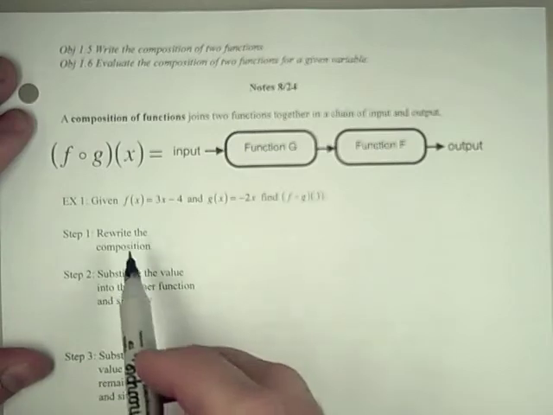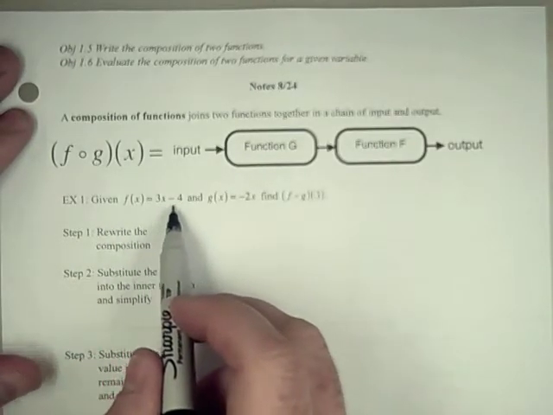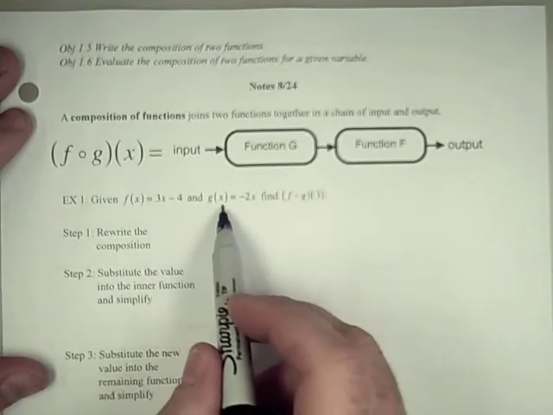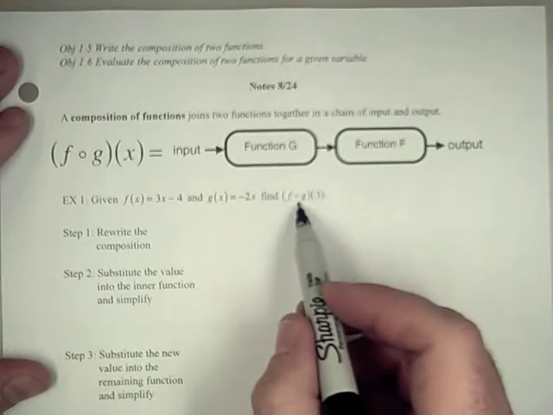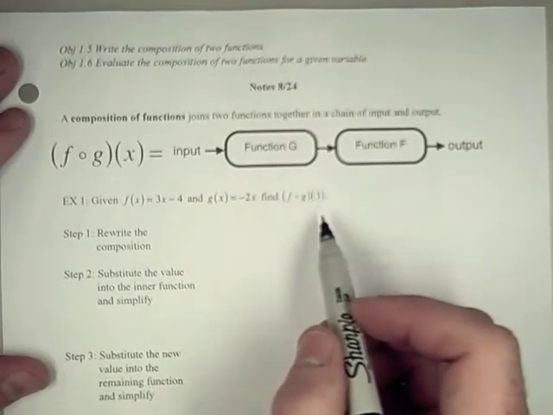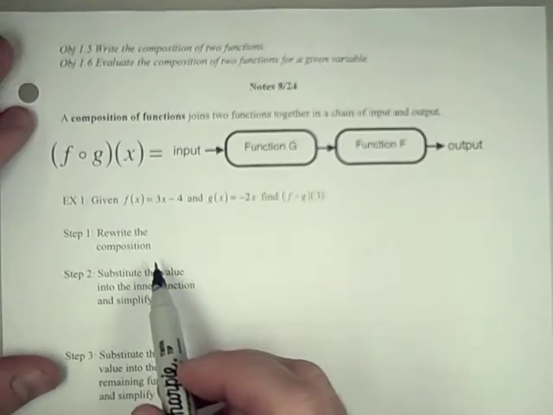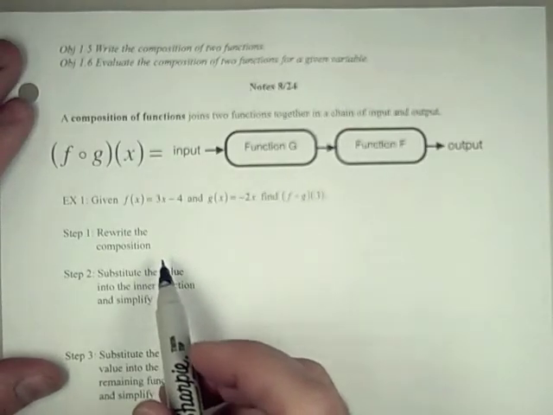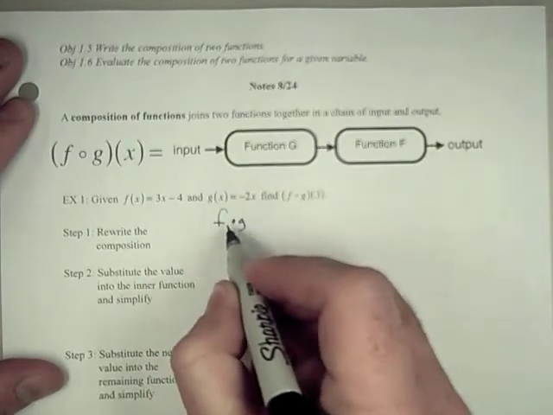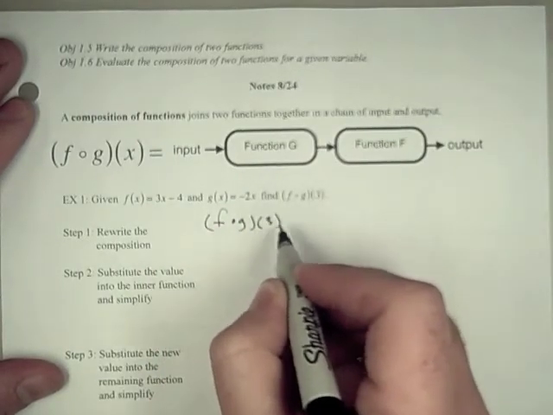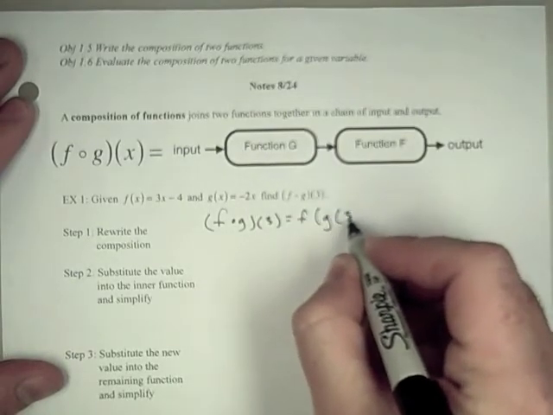So let's take a look at example number 1. Given f of x equals 3x minus 4 and g of x equals negative 2x, find f of g of 3. Our first step is to rewrite the composition, and we're going to rewrite it into a form that I think makes it easier to work with. F of g of 3 equals f of g of 3.